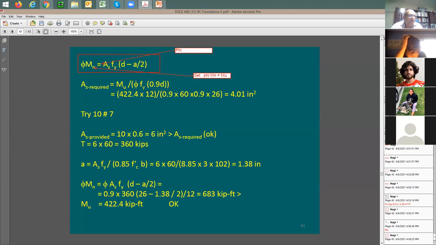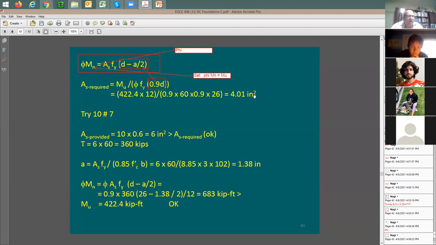But I can have a reasonable assumption for it, which is 90% of the depth. So I'm going to say D minus A over 2 is assumed to be 0.9D. This gave you a reasonable assumption at the beginning, just to figure out the amount of reinforcing. So if you do this in this equation, M sub U is going to be a numerical value that you have, and don't forget to multiply by 12 because everything here is going to be in inches. And the phi factor, I'm going to be doing a good job here, and I'm not going to be doubling a lot of reinforcing. So I'm estimating phi to be 0.9. F sub Y is going to be 60 KSI. 0.9 times the depth, 26 inches. And with that, I need 4 square inches. That's all you need, 4 square inches of reinforcing.